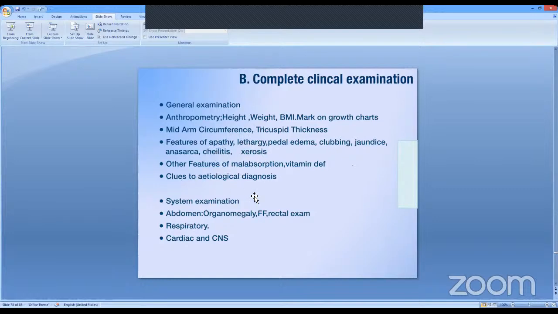So all are clues. If we take a detailed history, we will get some clue, and from that clue we can proceed and reach the diagnosis. Now, systemic examination is also very important. Whether hepatosplenomegaly is there or not, free fluid is there or not, rectal examination should definitely be done. Respiratory for cystic fibrosis and other things. Cardiac and CNS should also be examined in detail, because protein and vitamin B12 or some other vitamin deficiency can cause alteration of cardiac and CNS function.